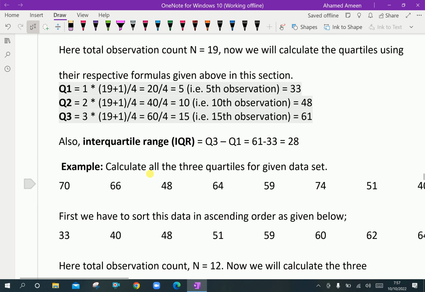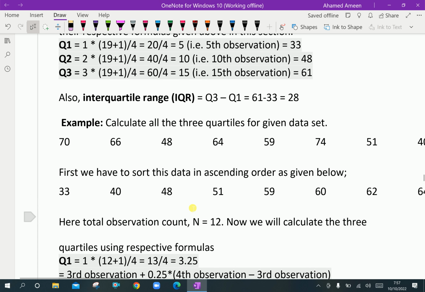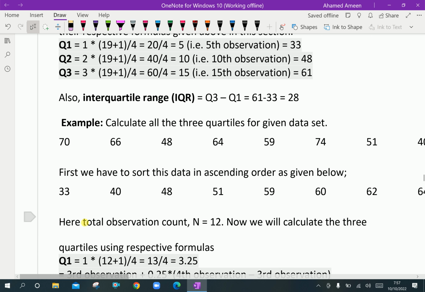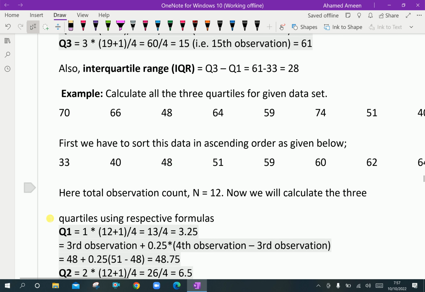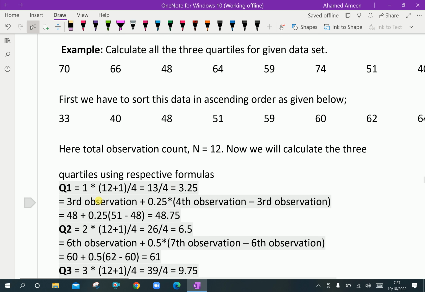Now another example. Calculate all three quartiles of this data. Here the total data is 12, 12 data are given. Look at this data. In this we have to arrange it in ascending order. The total observation is 12. Using the respective formulas, Q1 is equal to 1 into 12 plus 1, that is 13 by 4. Here 13 by 4 is 3.25.